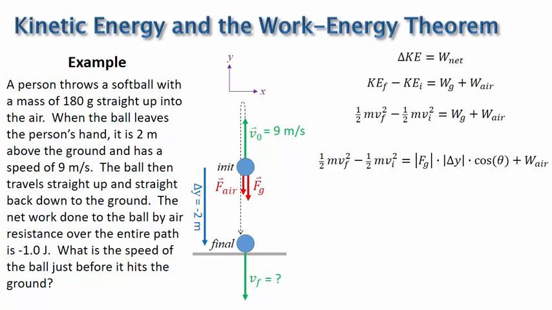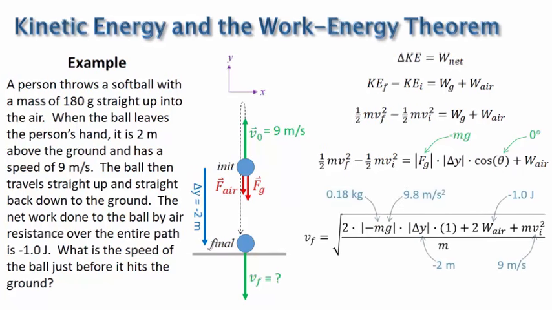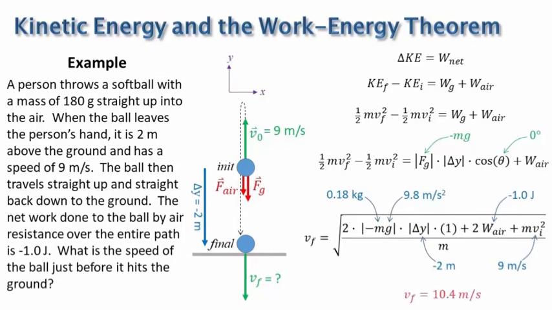Next, we can recognize that the gravitational force is mg and the angle theta, which is the angle between the force and the displacement, is 0. Notice in this case it doesn't matter what the sign of the force and the displacement are because just magnitudes go into the equation. Ultimately, the sign of the work comes from the cosine of theta, which is just +1 in this example. We can then solve this equation algebraically for the final speed and plug in values. So we find that the final speed of the ball is 10.4 meters per second.